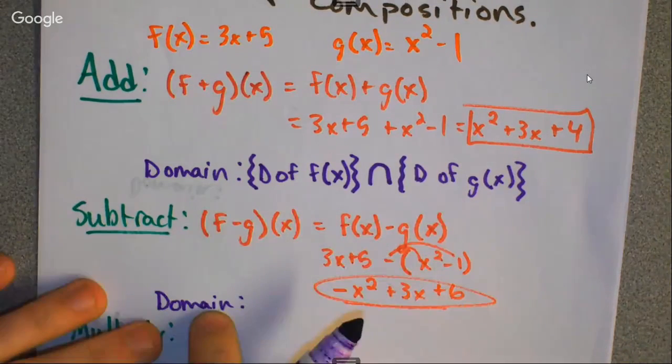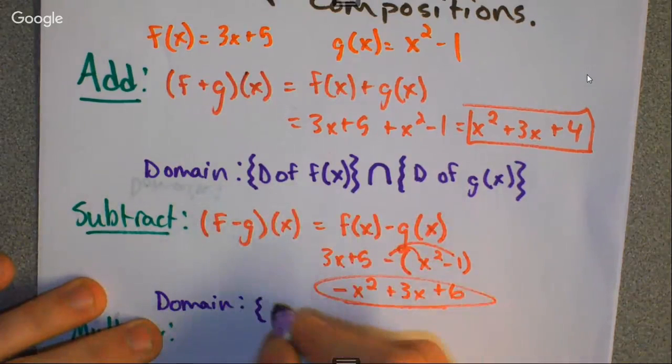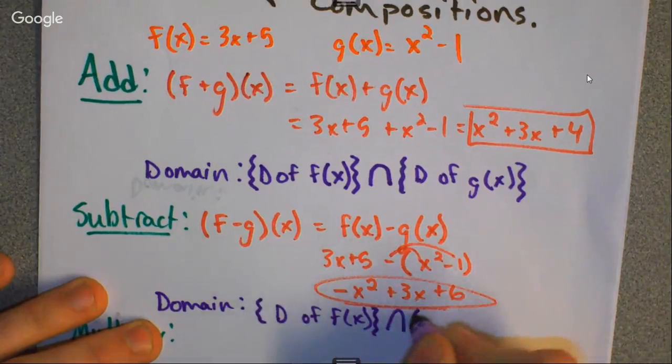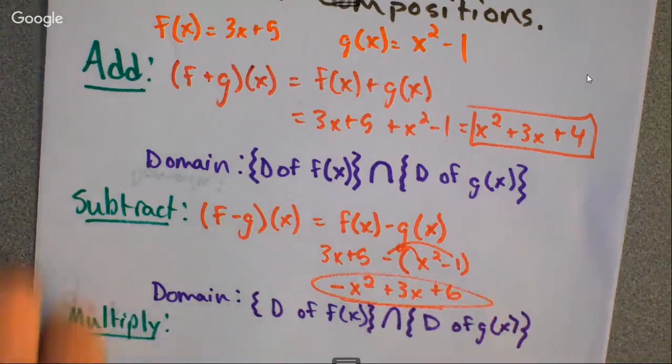And again, the domain for this is the same as this. So you want the set of domain of f of x intersecting the domain of g of x. So where are those common points?